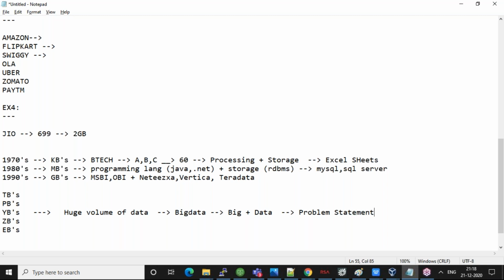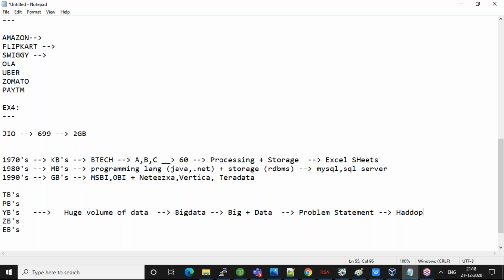Big data is a problem statement. For every problem statement, we have a solution. What is the solution for this big data? It's Hadoop.